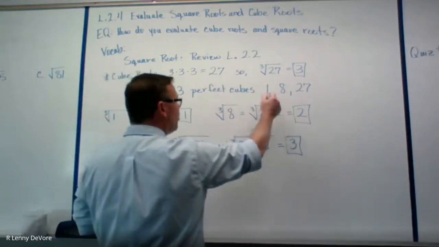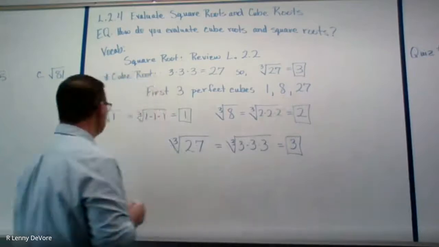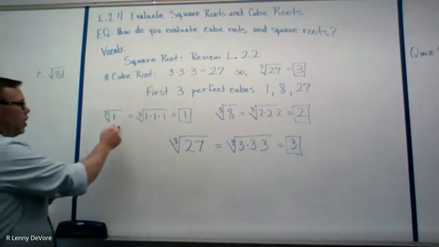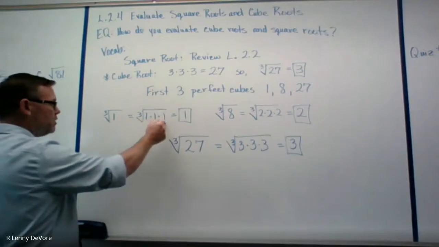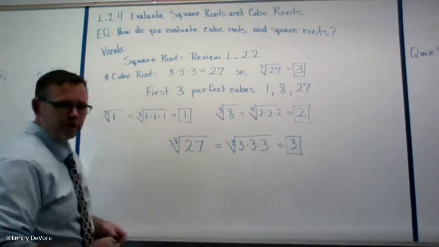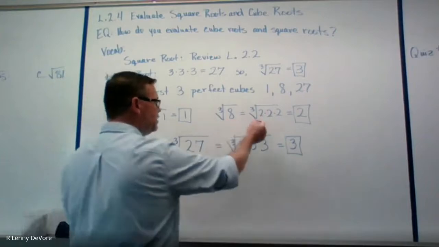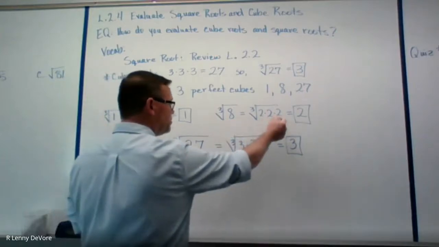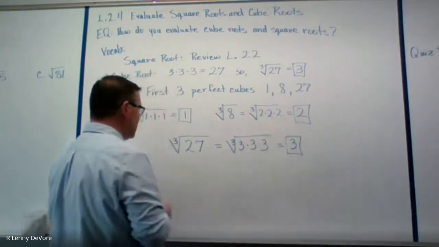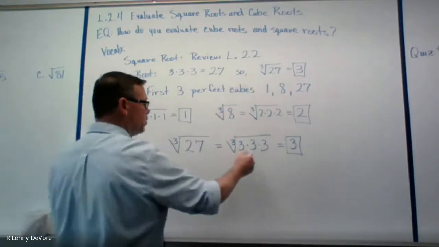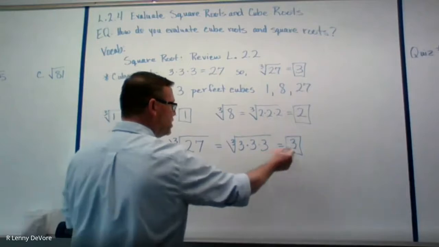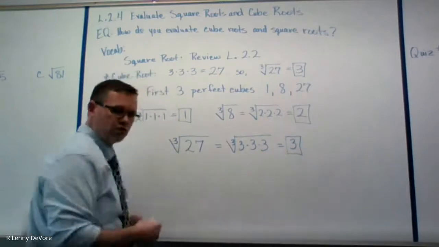Okay, guys? The first 3 perfect cubes are 1, 8, and 27. If you notice, the cube root of 1 is 1 multiplied by 1 multiplied by 1, which would equal 1. 8 is 2 multiplied by 2 multiplied by 2, so its cube root is 2. And then 27 is what we've already done up here, 3 multiplied by 3 multiplied by 3, so the cube root of 27 is 3.